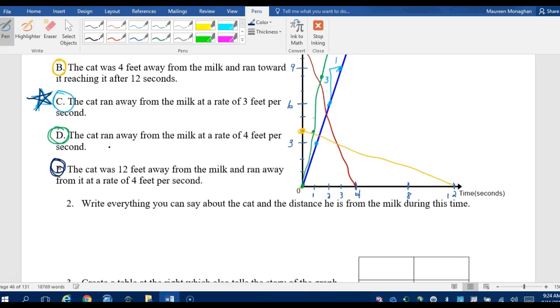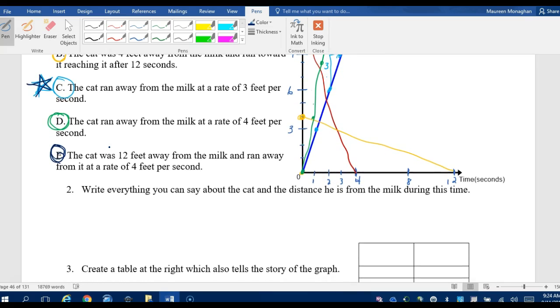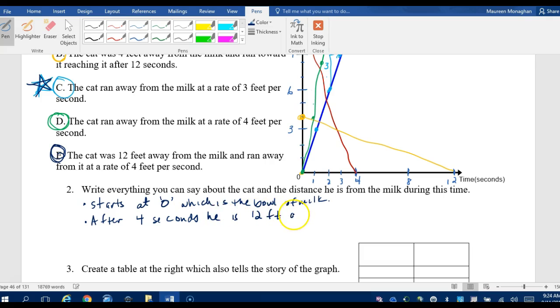Write everything you can say about the cat and the distance he is from the milk during this time. All right, so he starts at 0, which is the bowl of milk. Okay, that's something we have observed. After 4 seconds, he is 12 feet away. So he's going away from the milk.